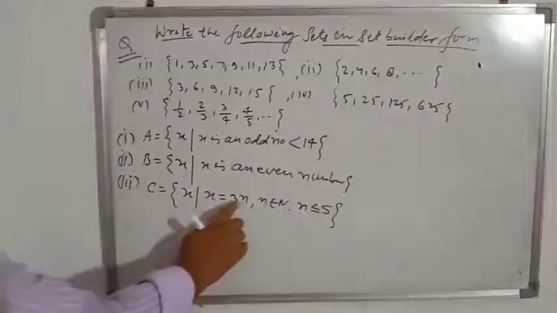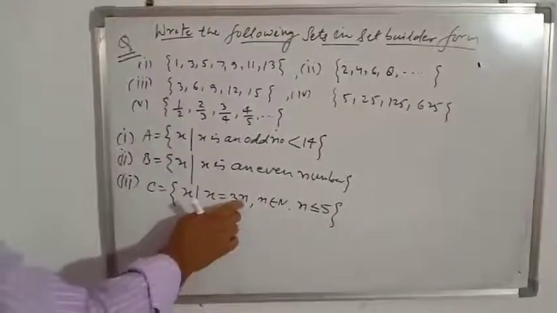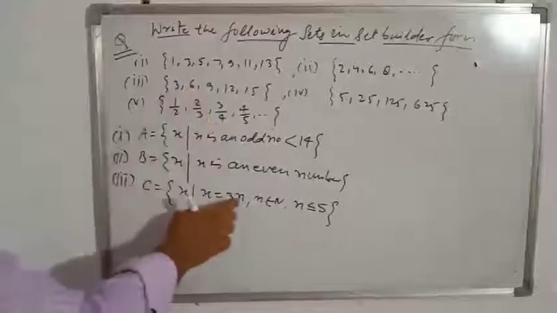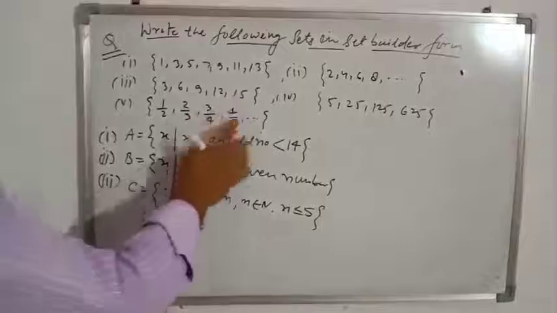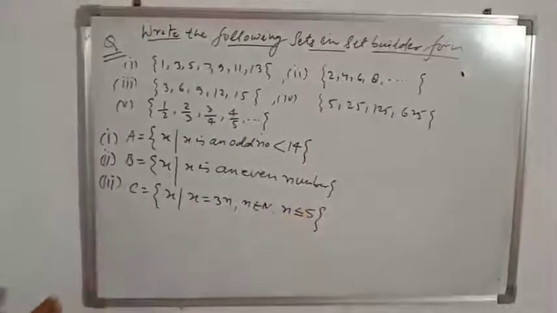When we take 1 here, 3 1s are 3 will come. When we take 2 here, 3 2s are 6 will come. Take 3, 3 3s are 9. Take 4, 3 4s are 12. 5, 3 5s are 15. So we have to use the value of n up to 5.